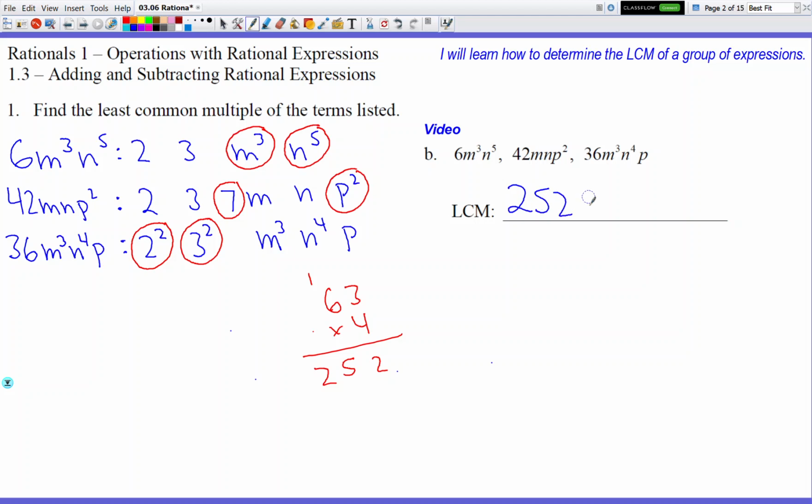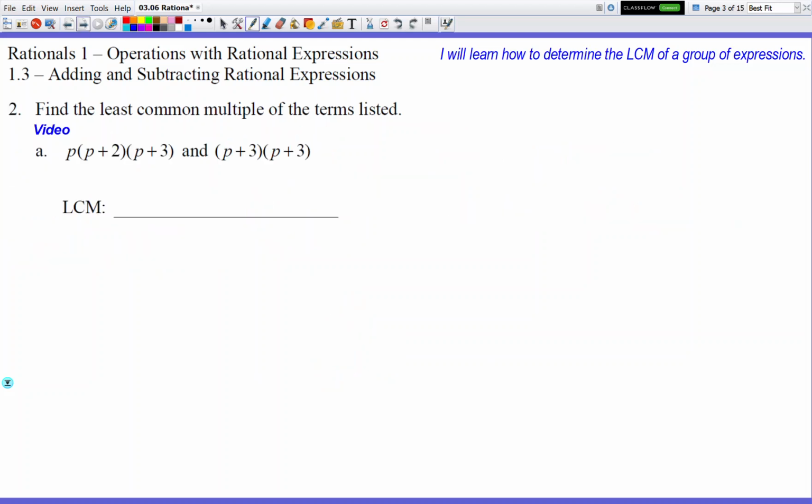And then m to the third power, n to the 5th power, and p squared. Okay, so this is your LCM. And if these three things were all on the bottom of fractions, this would also be my common denominator. Okay, all right. So just keep in mind what this skill is eventually going to be used for.